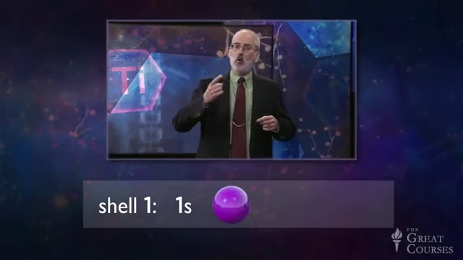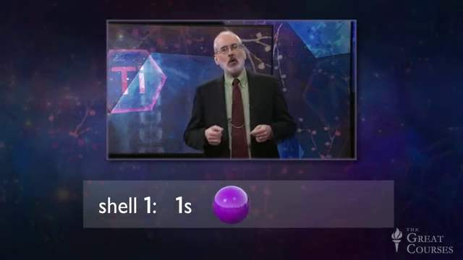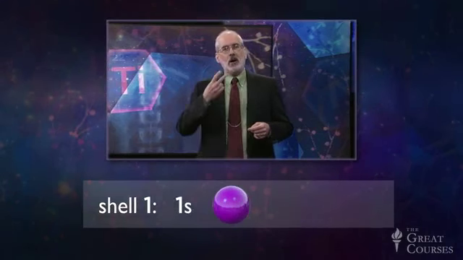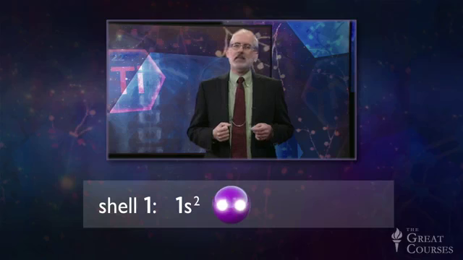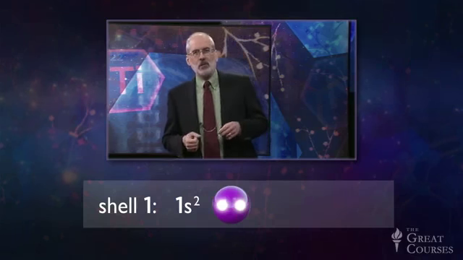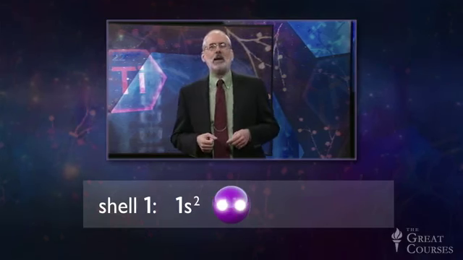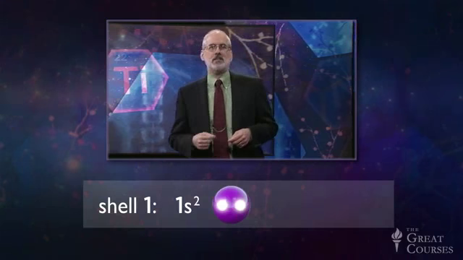This understanding limits the number of electrons that could go into orbitals, into subshells, and into shells. For example, shell number 1 has one s subshell, which has 1 orbital. This 1 orbital can hold a maximum of 2 electrons, leading us to the conclusion that shell number 1 can only hold a maximum of 2 electrons.